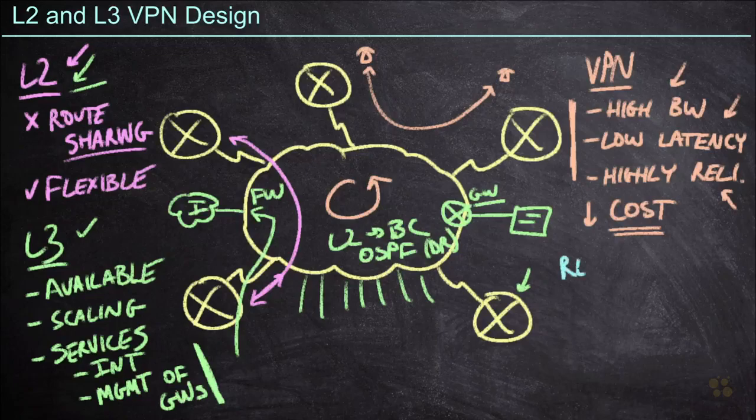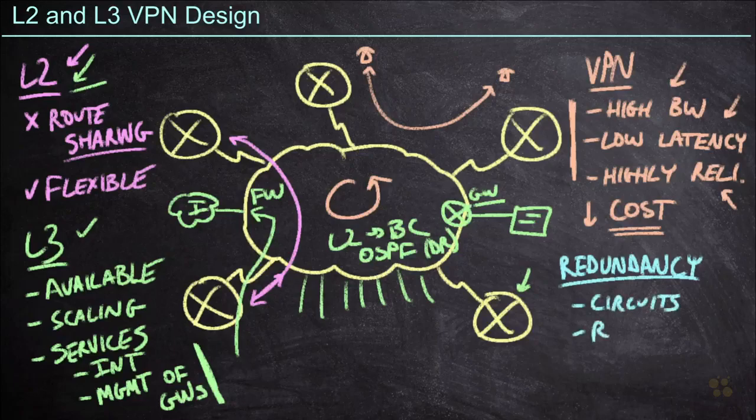Now, one more thing we'd want to consider in all of this would be redundancy. And when we talk about redundancy, we might be talking about redundant circuits, we could be talking about redundant routers, and even redundant providers. Now, we're going to be covering redundancy in more detail later on in the ENSLD course, but just something to keep in mind that as part of any WAN design really, including layer 2 and layer 3 VPNs, we absolutely want to consider redundancy as part of it.